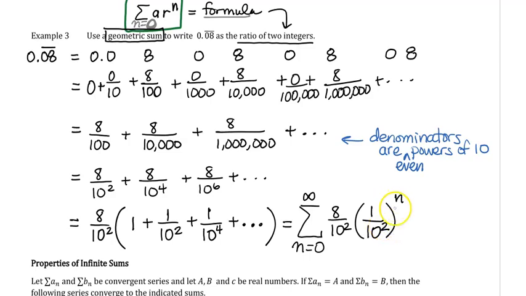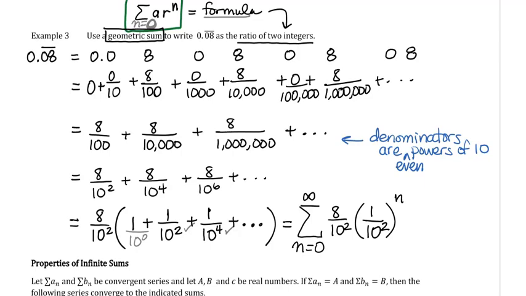If we think about applying this, when n is 0, my exponent will be 0. Good. When n is 1, my exponent will be 2. When n is 2, my exponent will be 4. When n is 3, my exponent will be 6, so on and so forth. Remember, we combine those exponents by multiplying them.